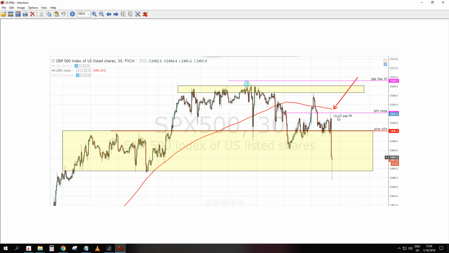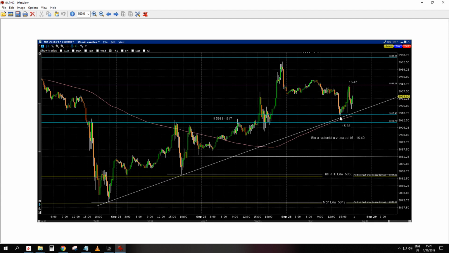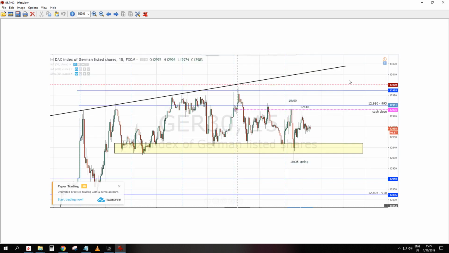S&P gap fill 4:20 p.m. It is of course Central European time. From the platform here, prior close, cash close. Just a touch of the cash close on Nasdaq. Reaction. In this case, usable for closing your long trade from the trend line to the cash close. Cash close used as a target.